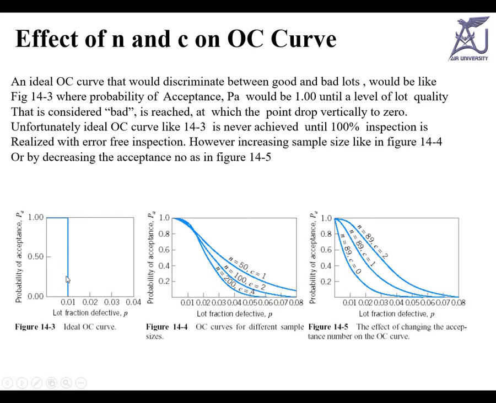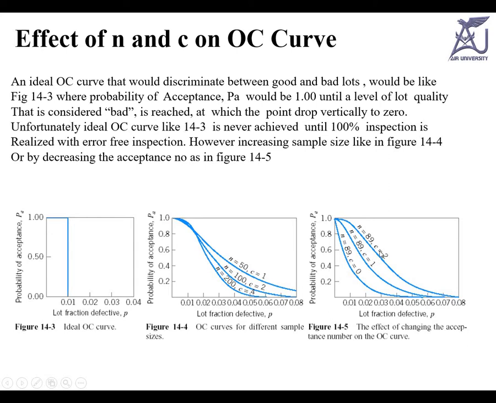If you are doing 100% inspection, then it is not lot by lot acceptance sampling, because you are doing 100% inspection. Lot by lot acceptance is the one which is only based on the sample. With 100% inspection, yes, you may get a curve like that. But otherwise, if you are not doing 100% inspection, you may have a curve like that.